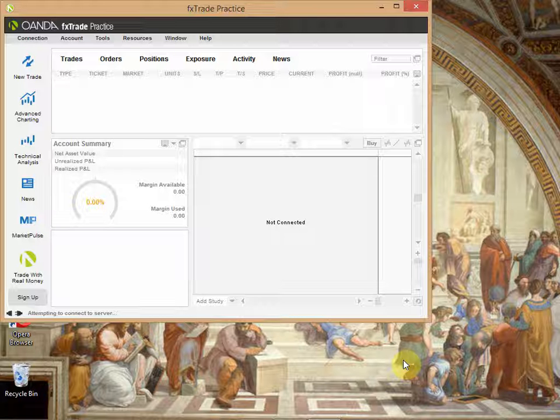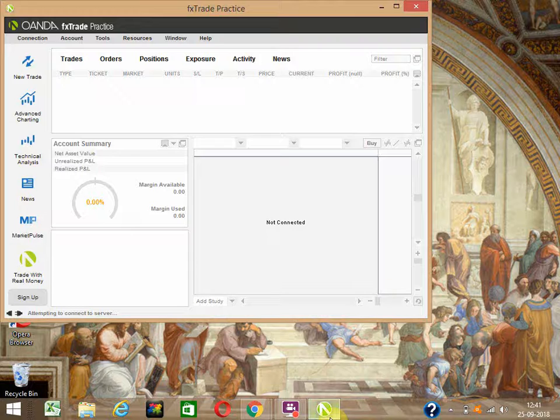Why is it taking so long to log in? Okay, so it will log in eventually.